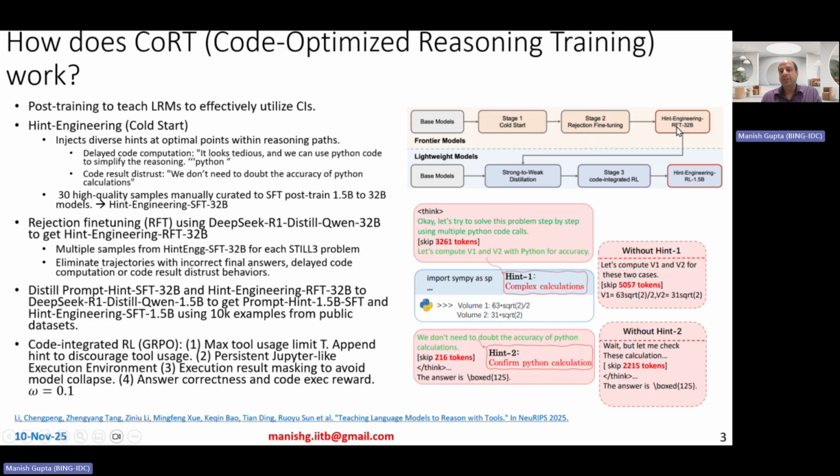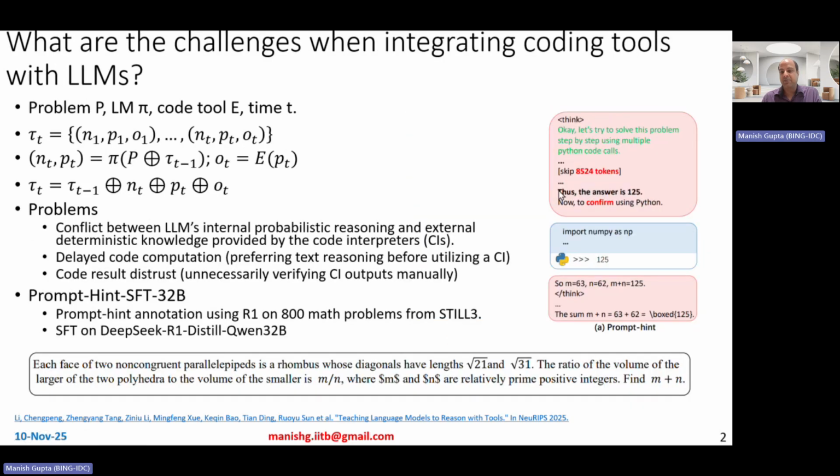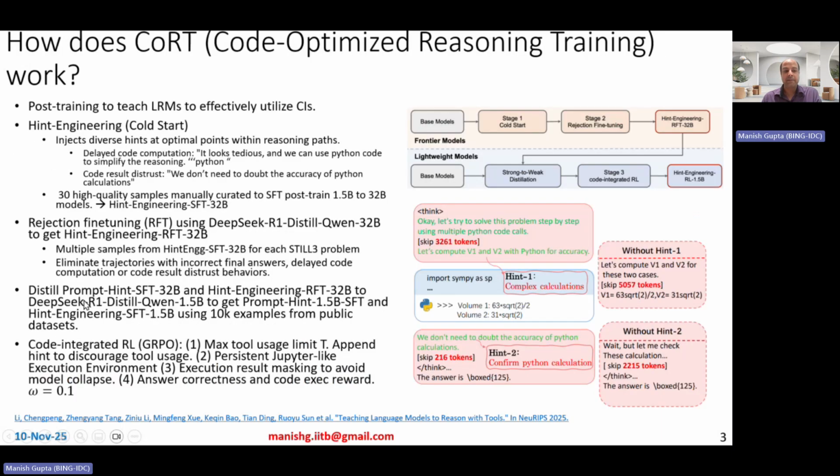basically stands for rejection fine tuning, right? So you use this model to do distillation, and you do distillation for both kinds of models. The first model is the prompt hint SFT 32 billion parameter model. So prompt hint SFT is this model, where the original base model was the same. It's just that it was fine-tuned using the prompt hint SFT technique, right?